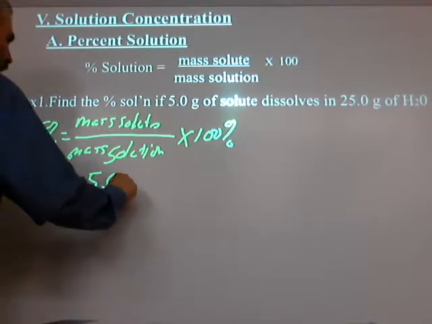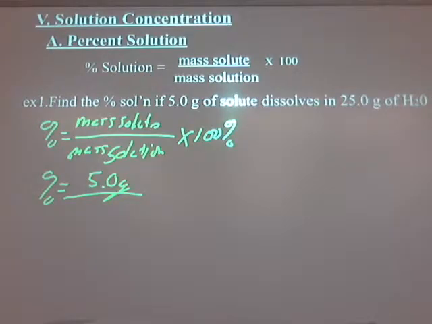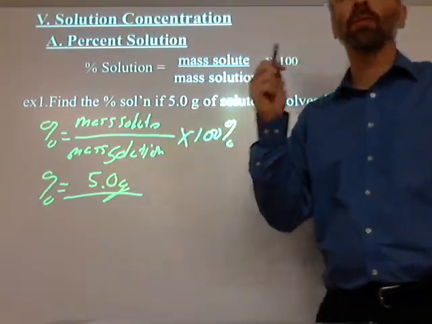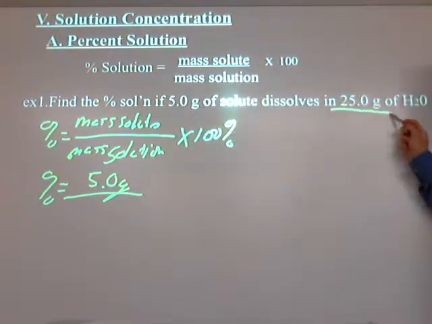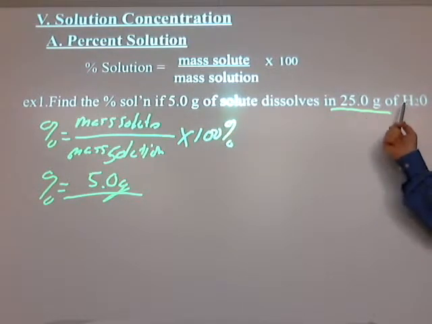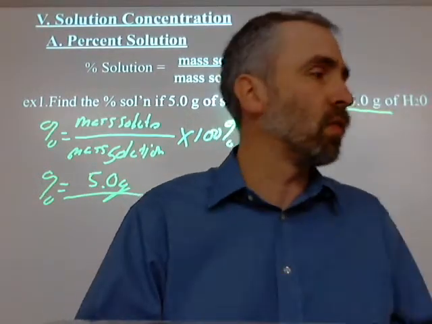Everybody agree it's 5.0 grams? And what are we going to divide that by? Right. Some people want to put, and will put, 25 as a mistake. What does it say about 25? 25 grams of water. Yeah, that's the thing. It doesn't specifically say it's a solvent, but it is.